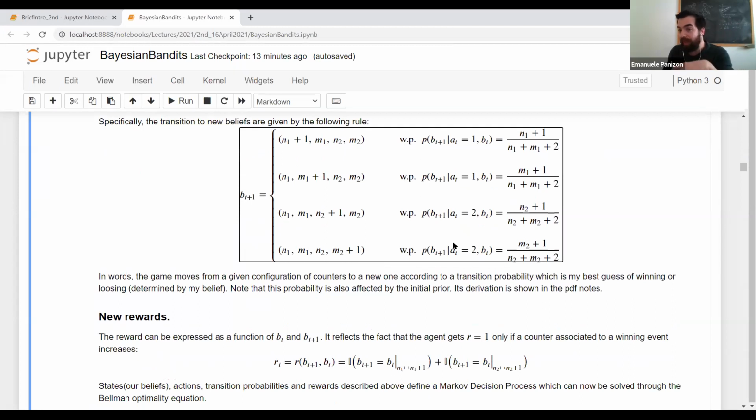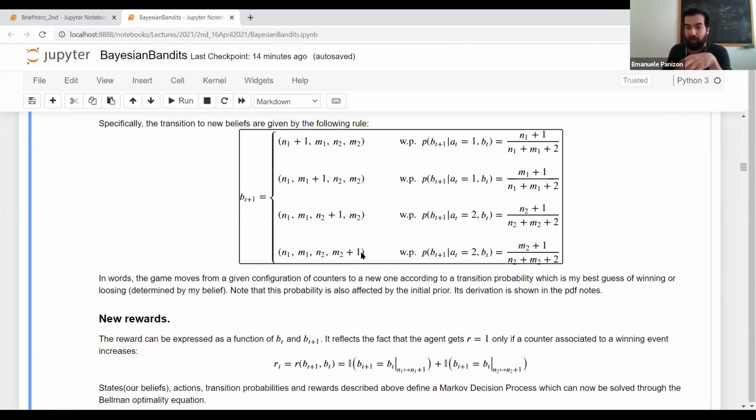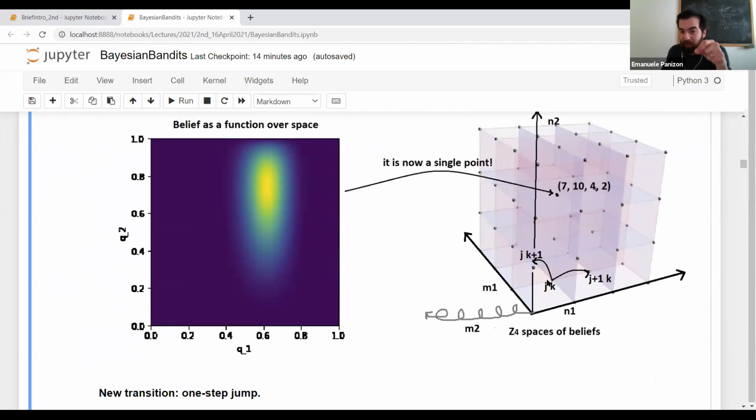With the probability which comes out from my previous belief, given by this part on the right, I will end up either in a system which has N2 plus 1 or in a system with M2 plus 1. One I will end up with the probability of having a success, and the other with the probability of having a fail. Which means that from each point I can only move in 4 different directions.